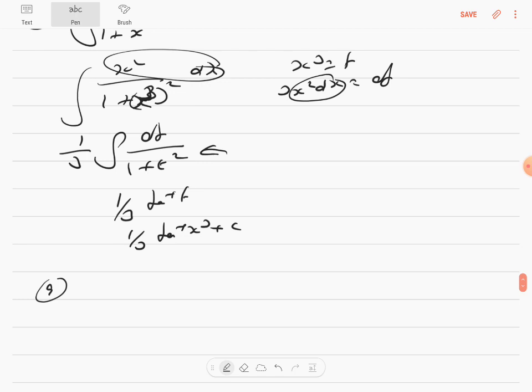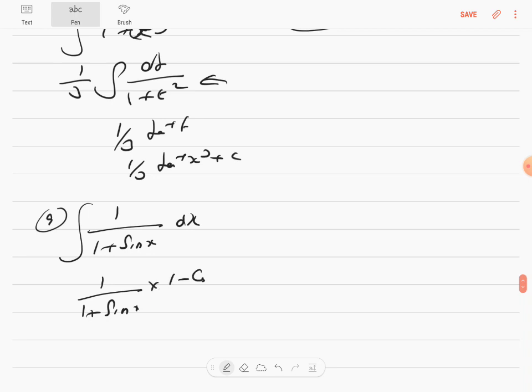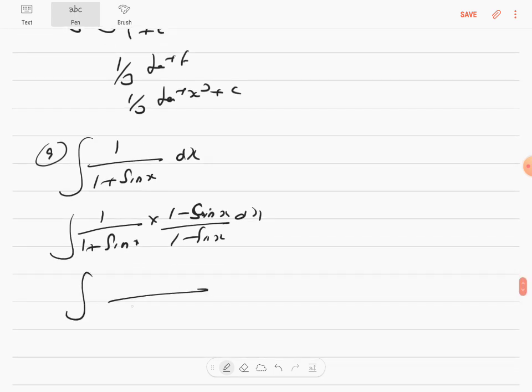Okay. So now let's look at some trigonometric patterns, such as 1 by 1 plus sin x dx. So in this case I would just rationalize: 1 by 1 plus sin x into 1 minus sin x by 1 minus sin x into dx. Denominator will become a square minus b square, so it's 1 minus sin x by cos square x into dx.